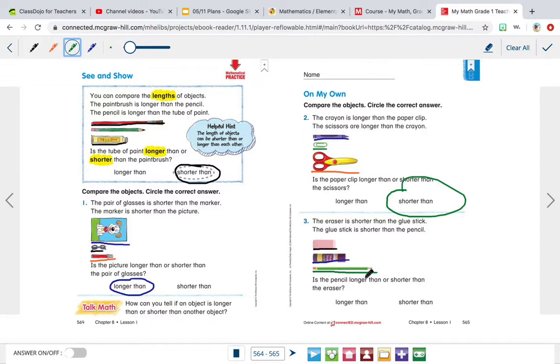Is the pencil longer than or shorter than the eraser? So here's the eraser and here's the pencil. Is the pencil longer than the eraser or is it shorter than the eraser? I hope you're saying that the pencil is longer than the eraser because look at this line right here and look at this line right here. So the pencil is longer than the eraser. So we're going to do longer than, okay? All right.